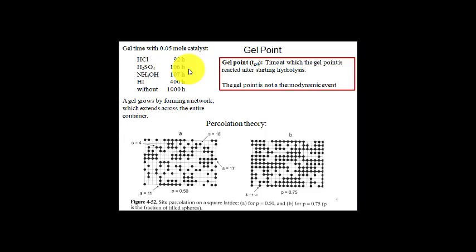According to percolation theory, if the fraction of filled sites is more, then the condensation will be more. In diagram B you can see the value of P is equal to 0.75, and in figure A you can see P is equal to 0.50.